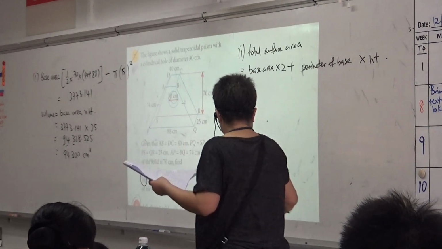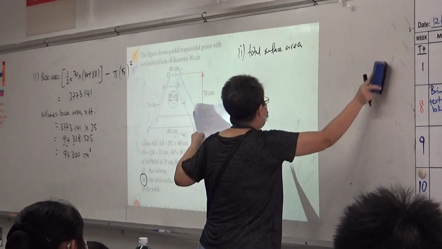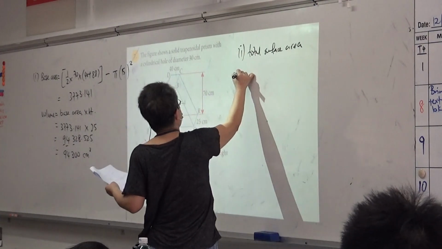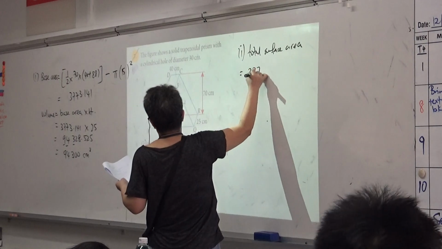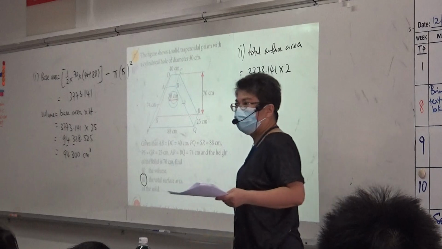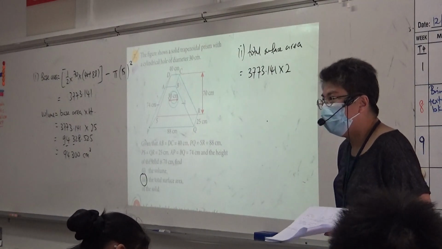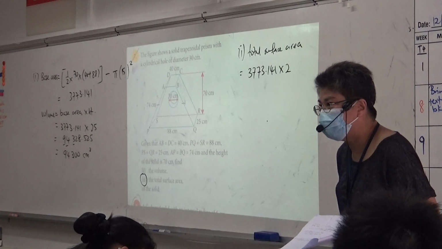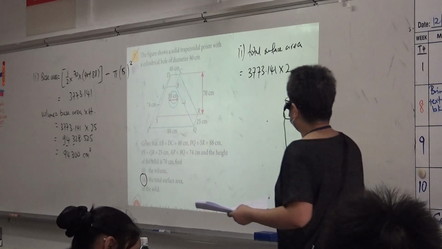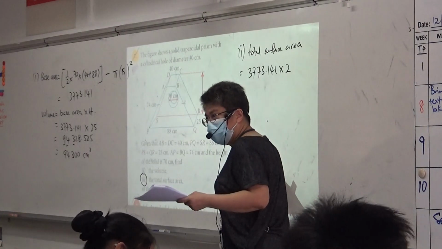Gotcha. Okay, so before I do this, I want to write this. I will have 377, 3.141 times 2, right? Front and back, right? Everybody clear what I'm saying? Yes or no? Front and back, okay. I'm going to plus, I'm going to write like that so that you can see how many, okay?